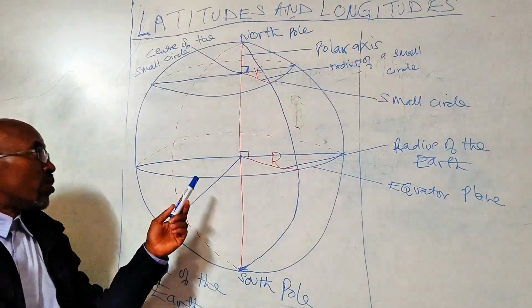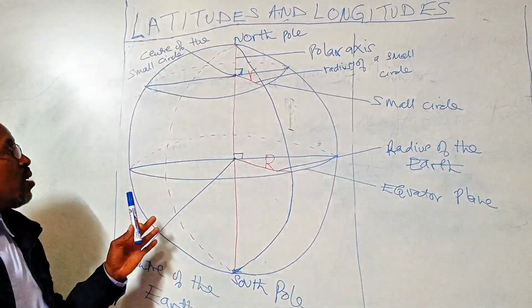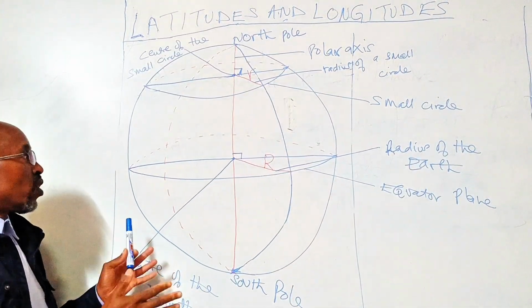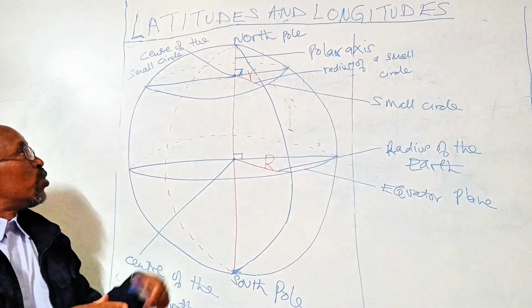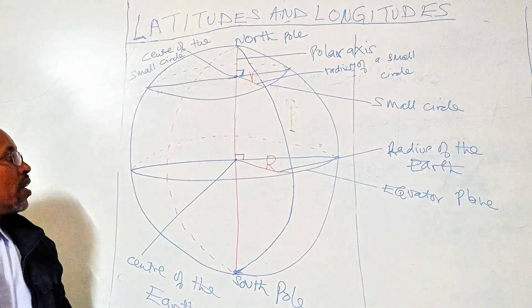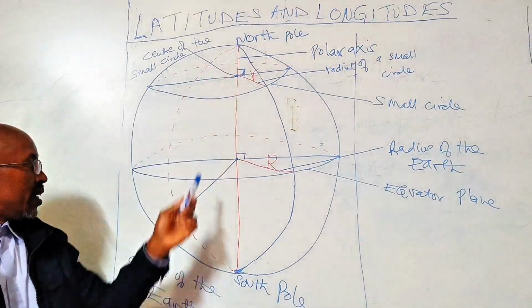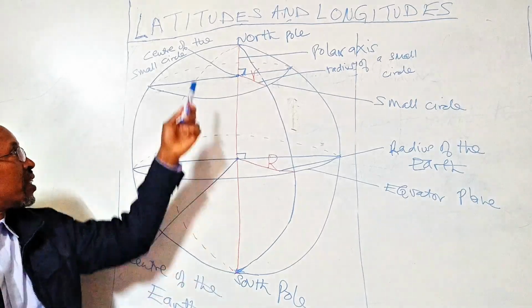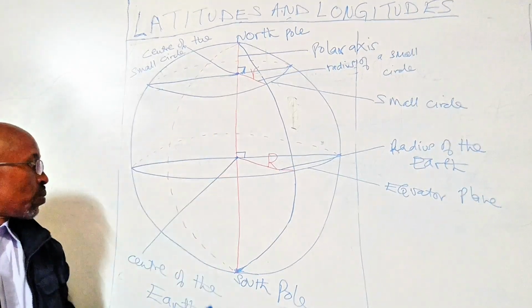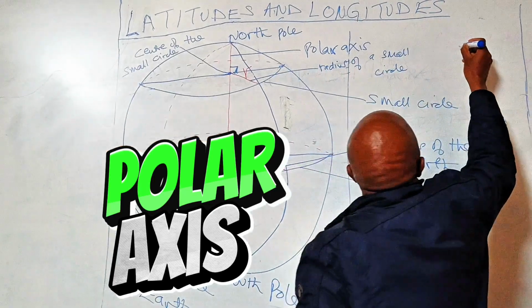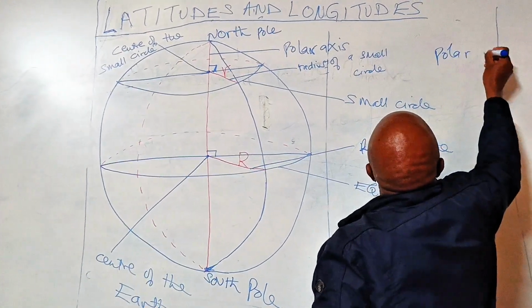The diagram we have here is a diagram of the Earth, which is nearly spherical. You can see that it is almost a sphere. In this diagram, we have the North Pole and the South Pole. That line joining the North Pole and the South Pole is called the polar axis.